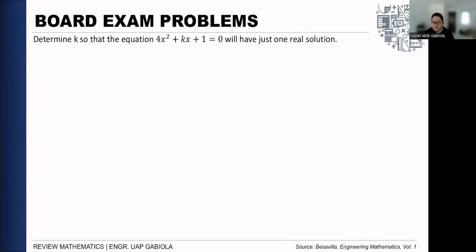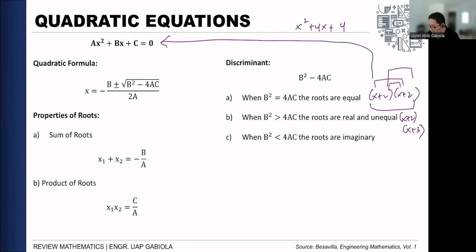Determine k so that the equation x squared plus kx plus 1 will have just one real solution. So, only one real solution. That's the most important thing to notice right away. When there is only one real solution, what is our criteria? If there is only one, it means the two roots are equal. That's why there is only one.